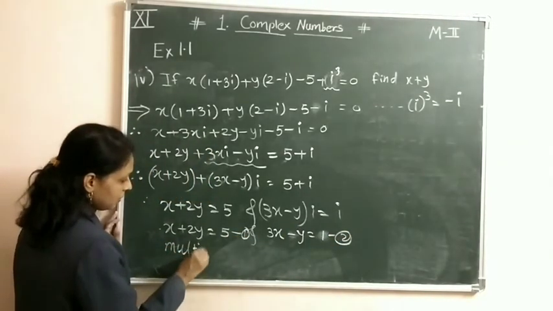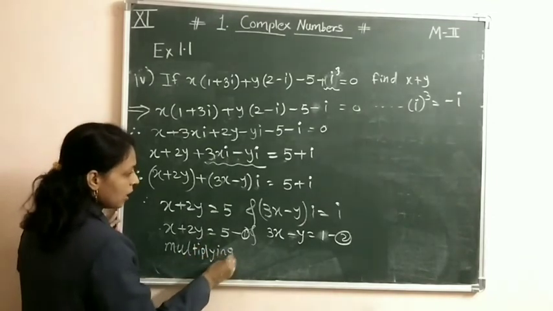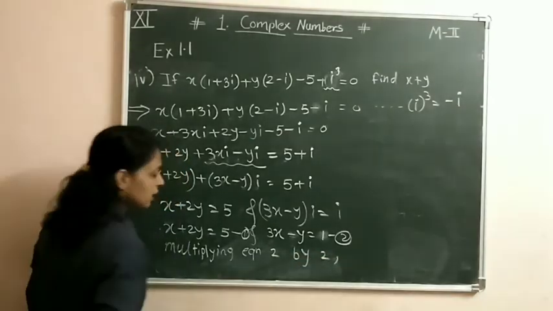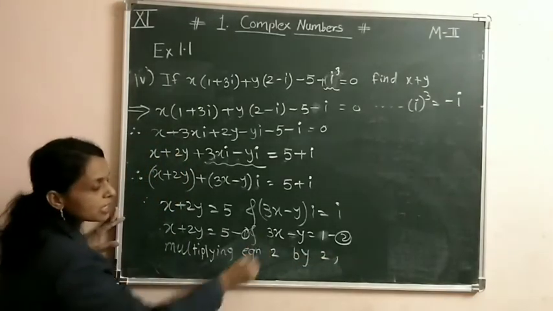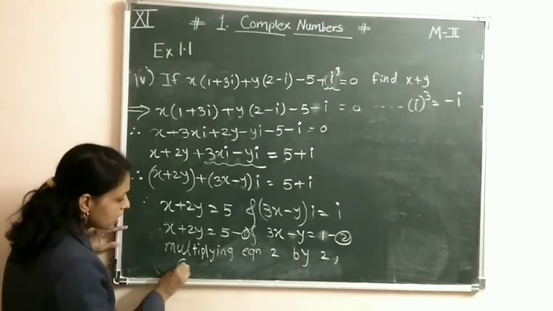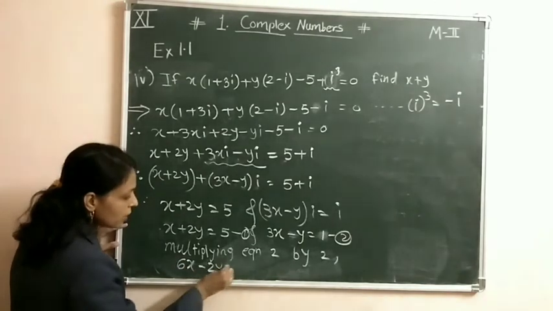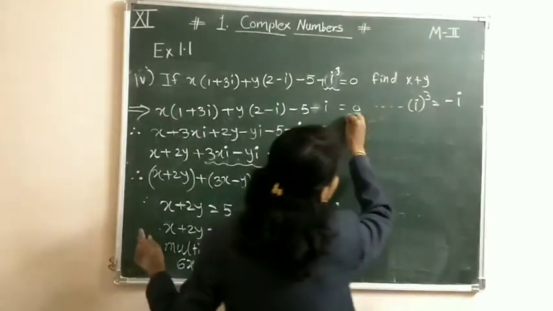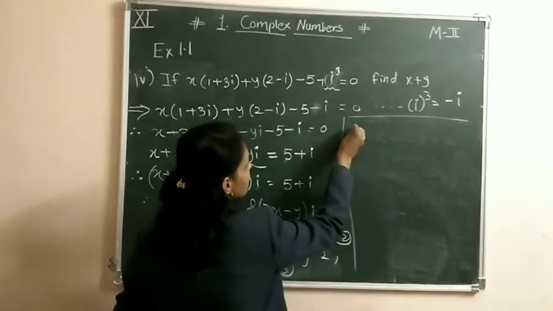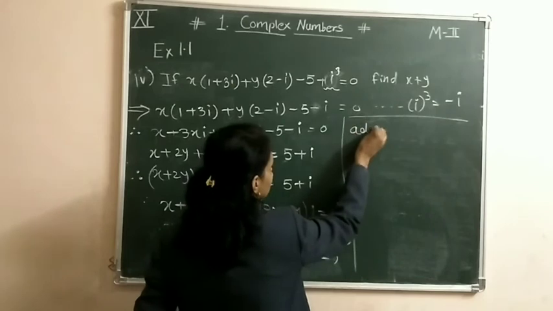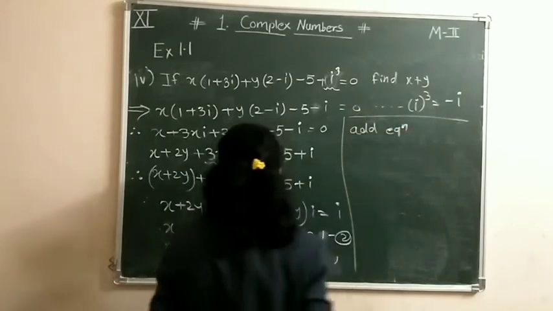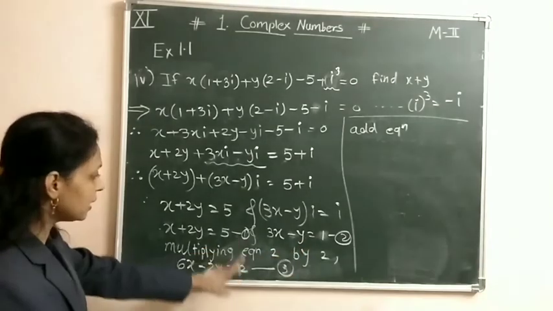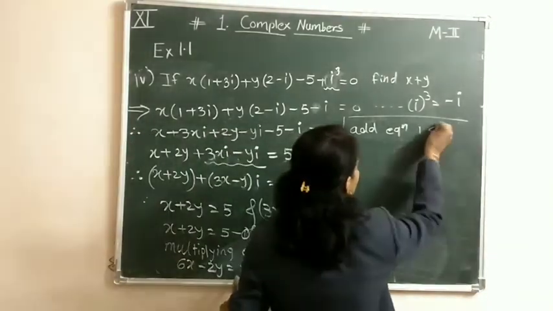Multiply equation 2 by 2. Now multiply this equation by 2. 3 into 2, 6x minus 2y is equal to 2. Equation number 3. Now do the addition. Add equation 1 and 3.